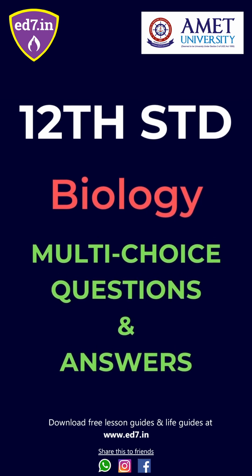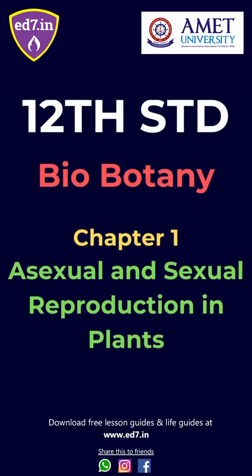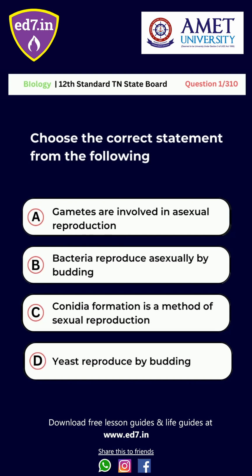Tamil Nadu 12th Standard Biology Book Back Multi-Choice Questions and Answers. Chapter number 1. Asexual and Sexual Reproduction in Plants. Question number 1. Choose the correct statement from the following.